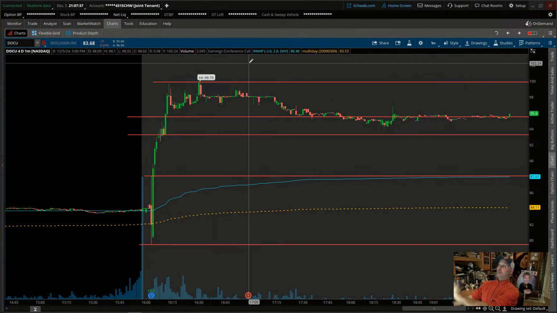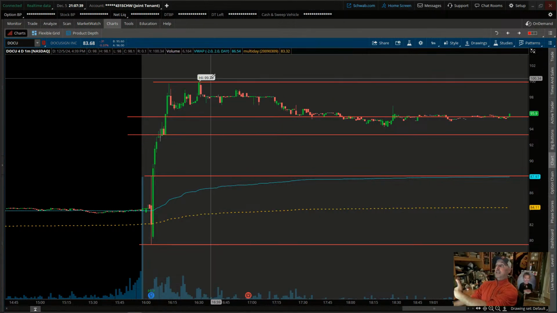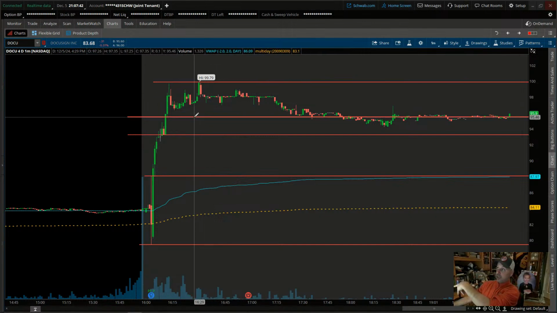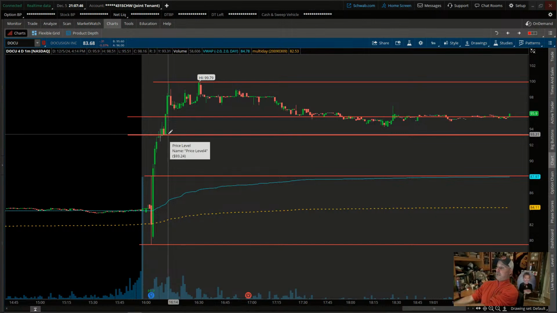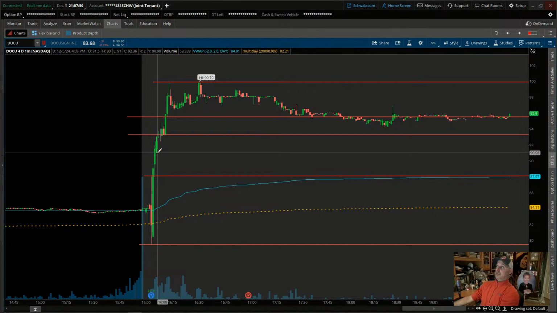99.79. Above 99.79 tomorrow, breaks 99.79, we're shorting it, and the target's going to be the 95.50. Breaks the 95.50, then we're talking about the 93.25. Breaks the 93.25, now we're talking about this candle, which is 91 on the number.